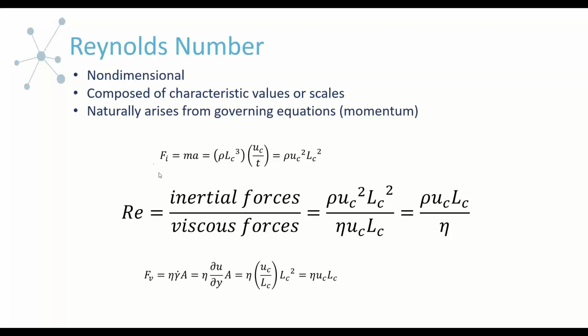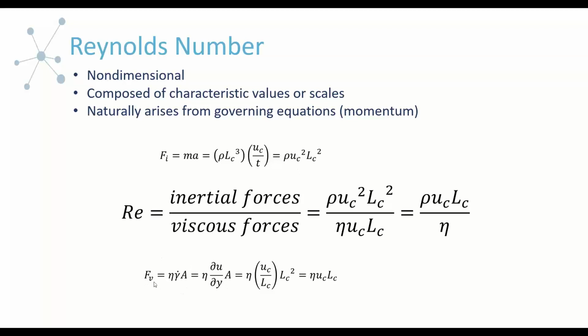So the inertial forces, this should be familiar to everyone, it's just mass times acceleration. And as I've discussed, we're looking at the characteristic scales for our material and our particular flow configuration. So that's what the subscript C means. It's a characteristic scale, and L in this case is the characteristic length scale of our geometry, and U is the characteristic velocity scale, and T is just time. So we can get this particular inertial force in terms of all of these characteristic scale values.